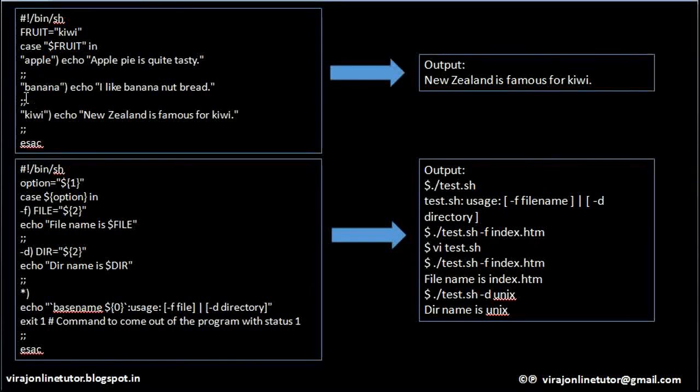Is kiwi equal to banana? No. So it won't evaluate this block as well. Is kiwi equal to kiwi? Yes. So it will execute this block and it will print on the screen New Zealand is famous for kiwi. It has printed on the screen New Zealand is famous for kiwi.